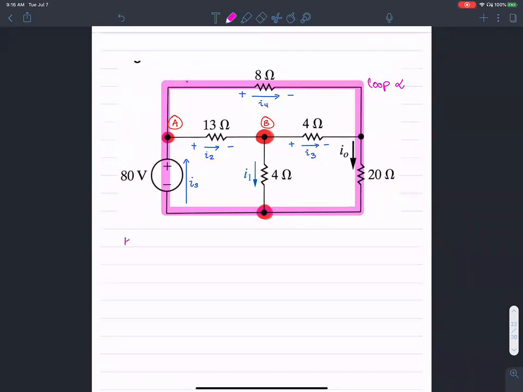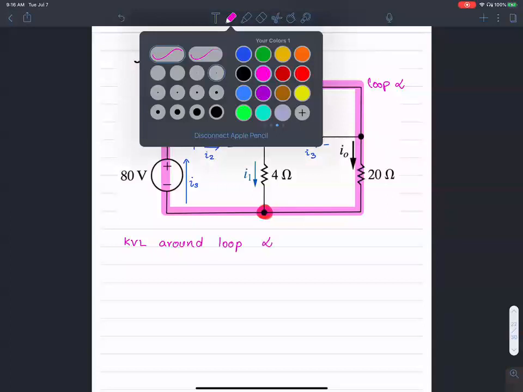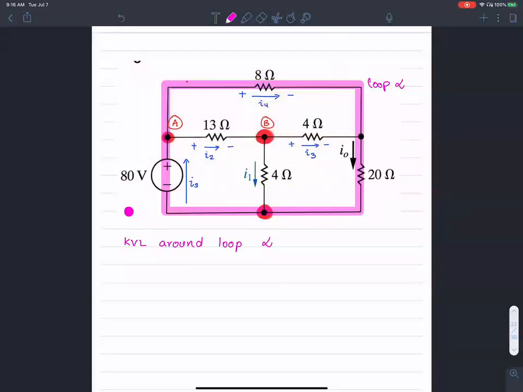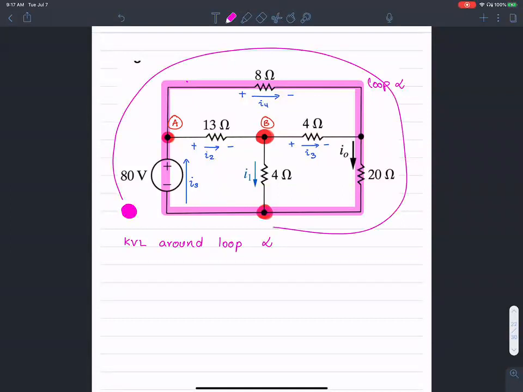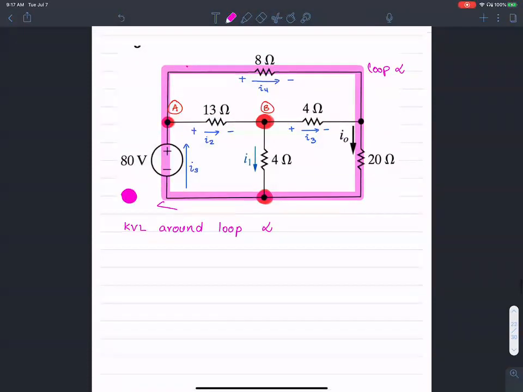I'm going to apply KVL around loop alpha. The idea is to begin at the lower left corner, follow the path, and add all the voltages that you come across. So let's follow the outer path. We begin at the 80 volts power supply, and when we begin our journey, we see a negative sign over there. So negative 80 volts.